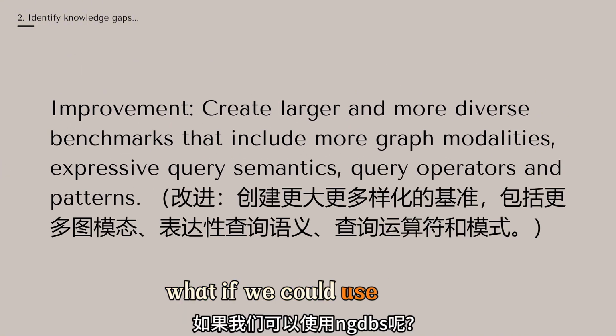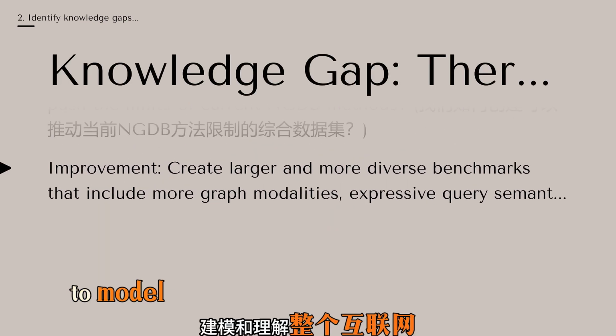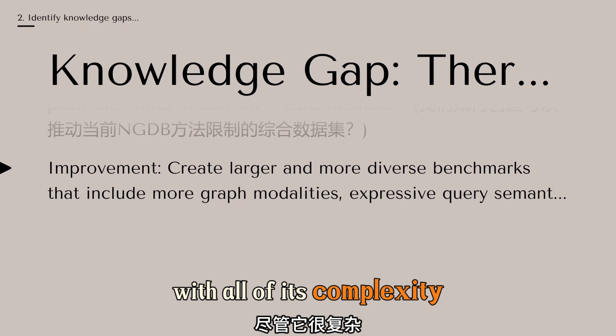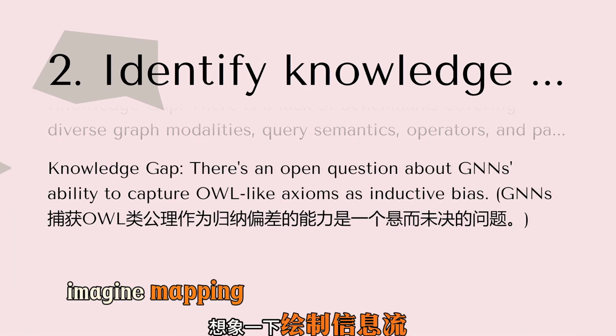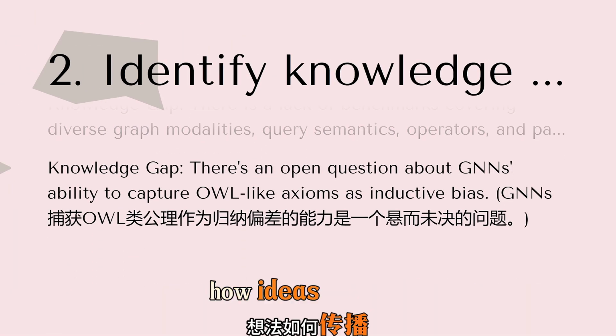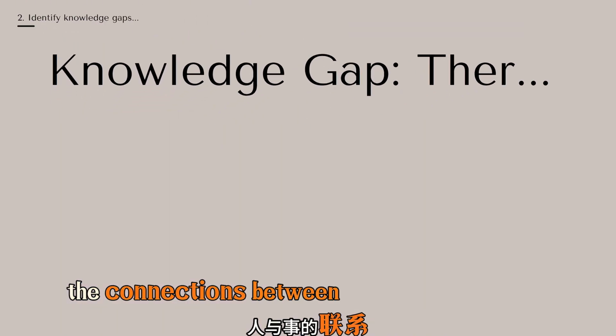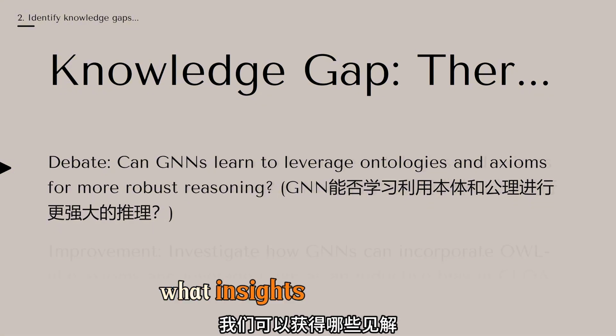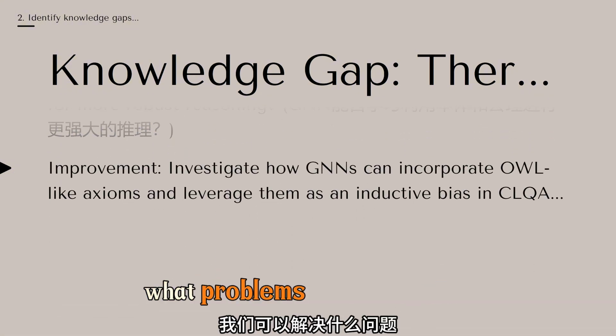What if we could use NGDBs to model and understand the entire internet with all of its complexity? Now that's a question. Imagine mapping out the flow of information, how ideas spread, the connections between people and events across the entire digital world. What insights could we gain? What problems could we solve?